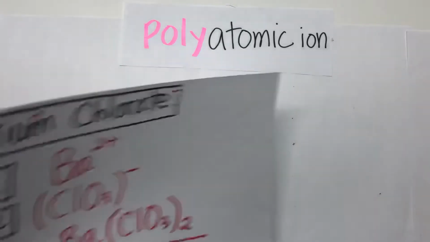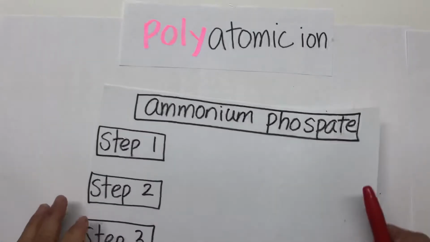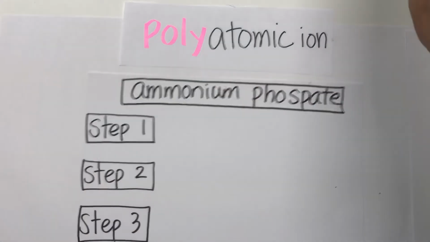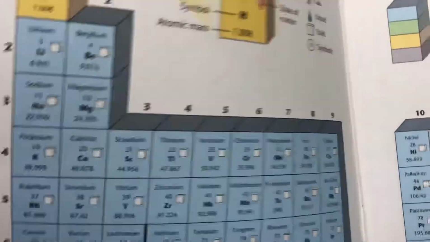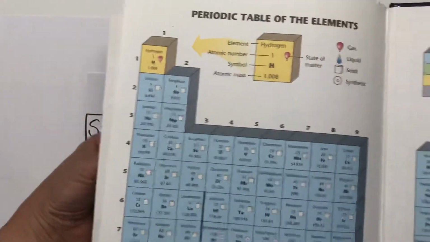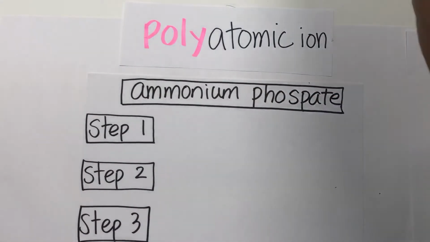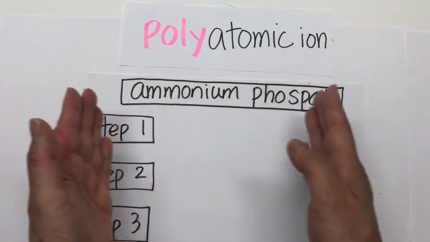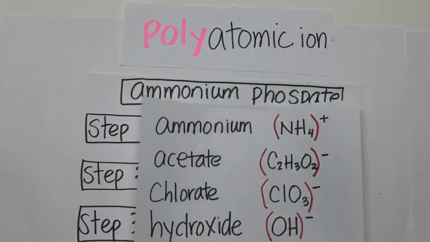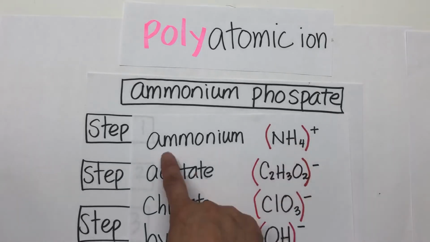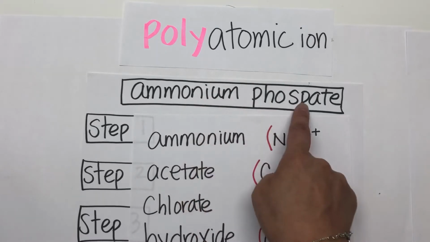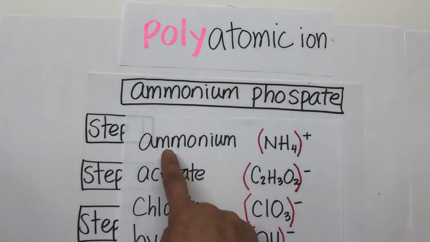So let's do something else. Let's do ammonium phosphate. Ammonium phosphate, what is that? Do we have ammonium in the periodic table? If you go here, you will never find it, because ammonium itself is not one element. Ammonium is also a polyatomic ion. So you can do both polyatomic ions. Here, the list, okay? Remember? This is ammonium, all right? So ammonium is a polyatomic ion. We can do that.